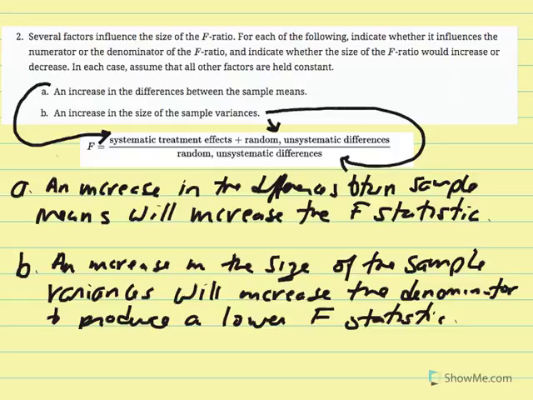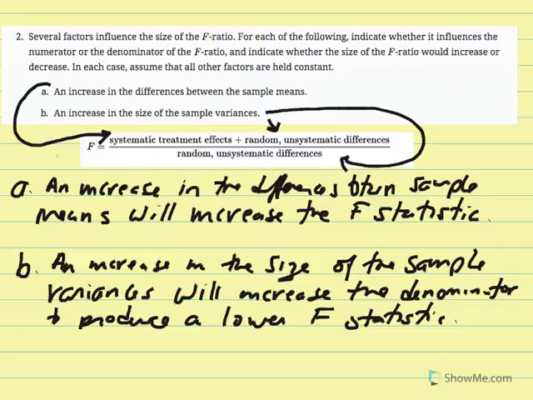So again, the variation within the samples increases. That's going to increase the denominator. If we're dividing by a larger number, then our F statistic will decrease. In the first case, we have a larger numerator. All else being held constant, if the numerator is larger, and we divide by the random unsystematic differences, which would be a smaller number, it would produce a higher F ratio.